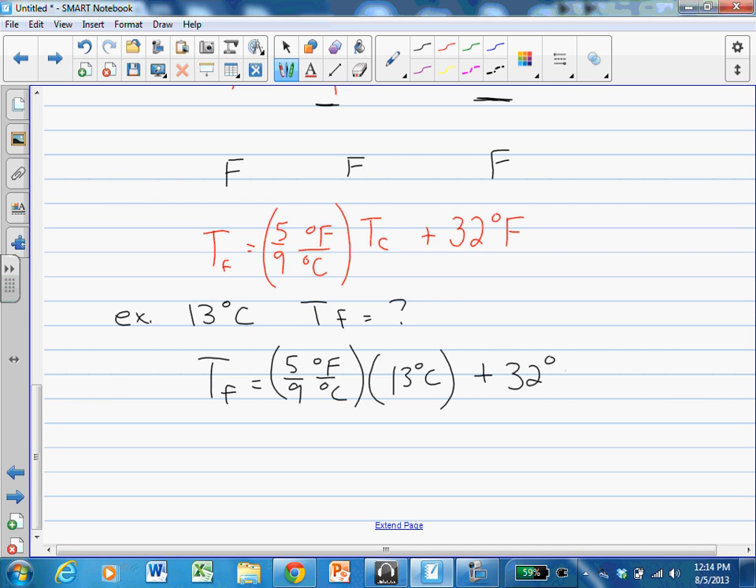And the degrees Celsius would cancel. You'd have 5 times 13 divided by 9, which is 7.22 degrees Fahrenheit plus 32 degrees Fahrenheit now to give you 39.22 degrees Fahrenheit is our Fahrenheit temperature. That doesn't seem right to me. 13 degrees Celsius, not 39.